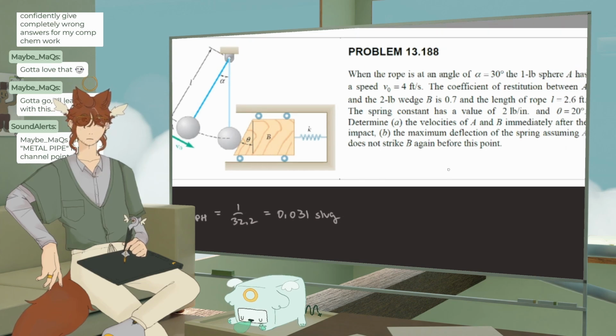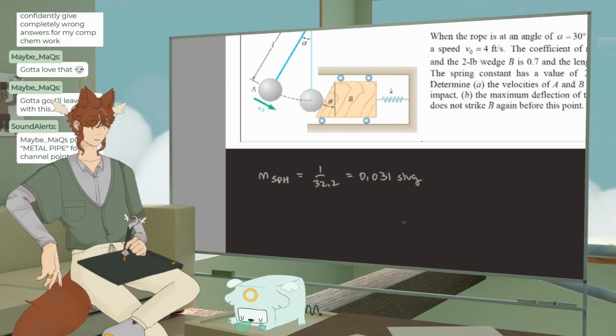Alright, it's got an initial speed of 4. The coefficient of restitution between... Okay, so we're gonna have to have it hit. So it starts at a 30-degree angle. It's not gonna hit until later. The length of the rope is that. Spring constant has a value of that. Determine the velocities of A and B immediately after the impact. The maximum deflection of the spring. Okay. So, this is great. Let's maybe just start with some diagrams.